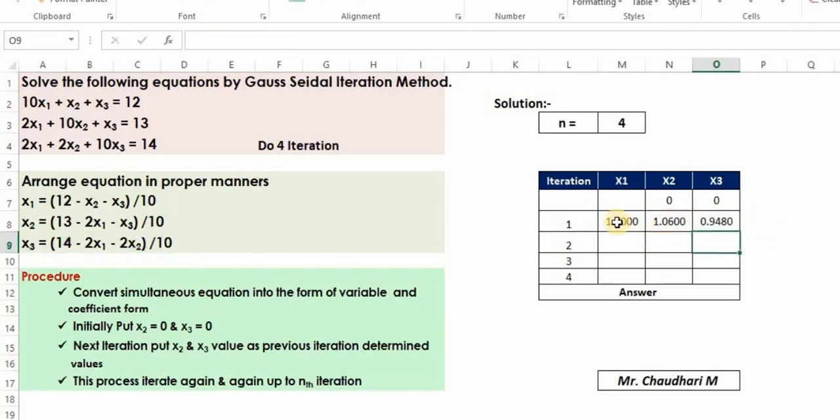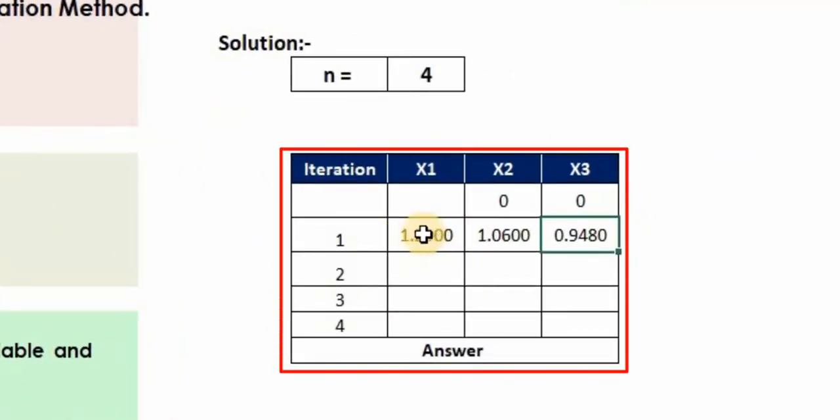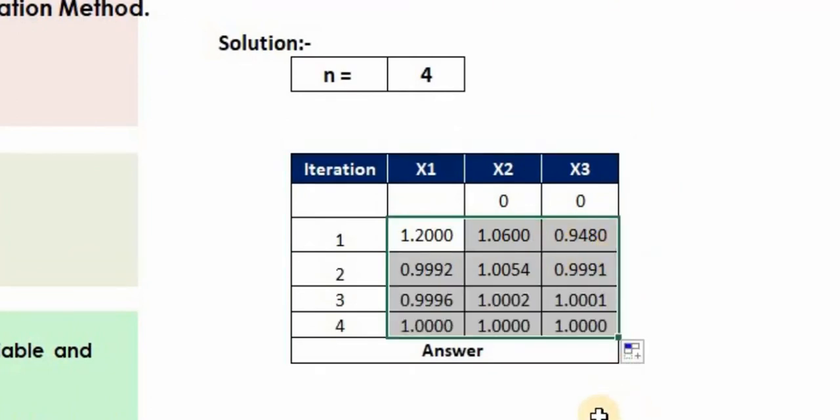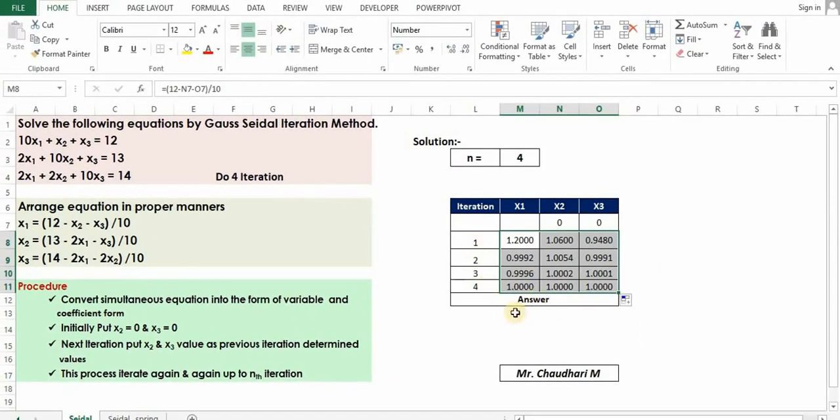Okay, so the first iteration is over. Now we select all three and drag down to the last iteration. The last iteration, the fourth iteration, gives the variable values x1 is equal to 1, x2 is equal to 1 and x3 is also equal to 1. So by solving these equations with the Gauss-Seidel method, we get the answer x1 is equal to 1, x2 is equal to 1 and x3 is equal to 1. Okay, that's it. Thank you.